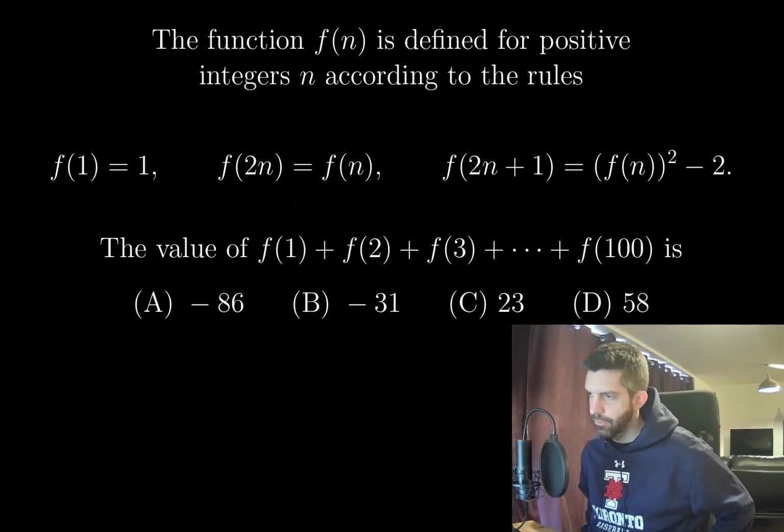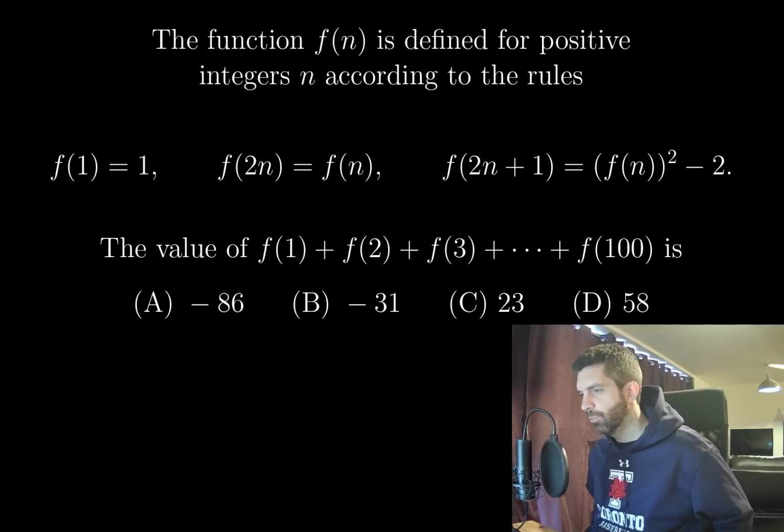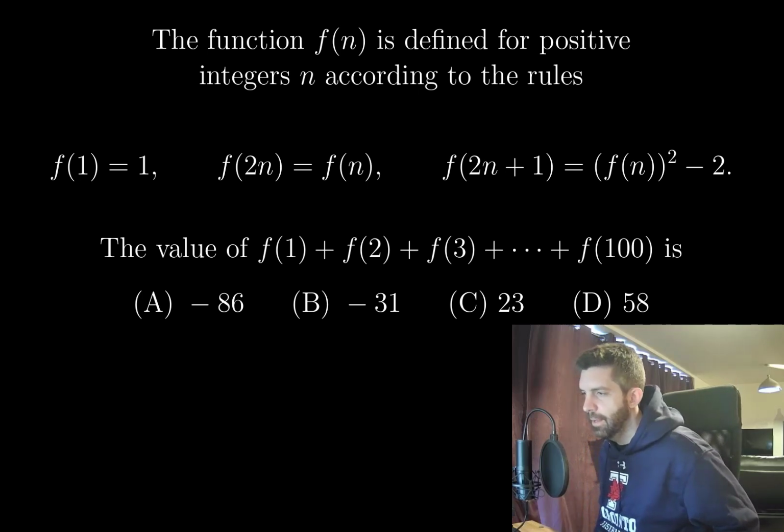The function f of n is defined for positive integers n according to the rules: f of 1 is 1, f of 2n is equal to f of n, and f of 2n plus 1 is equal to f of n squared minus 2. The value of f(1) plus f(2) plus f(3) and so on up to f(100) is: negative 86, negative 31, 23, or 58.